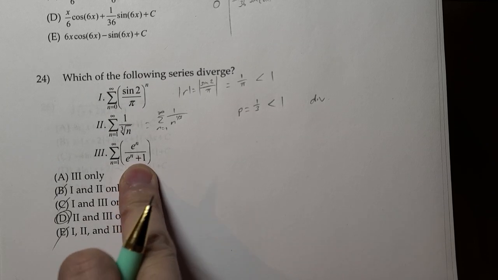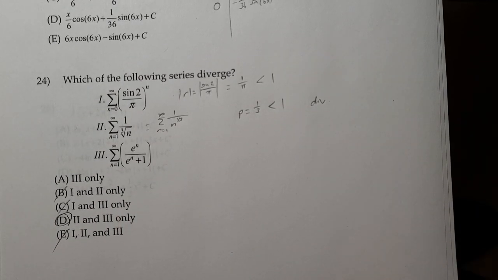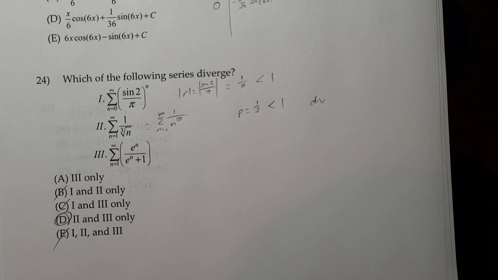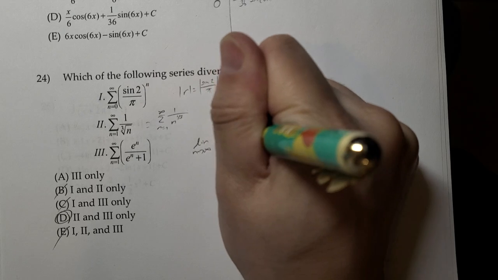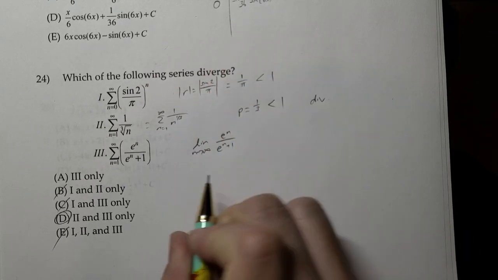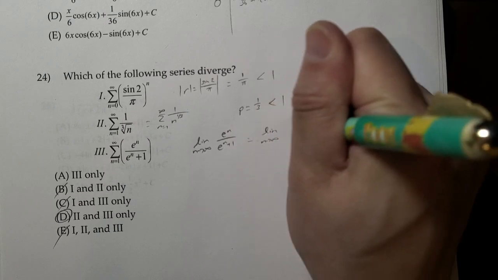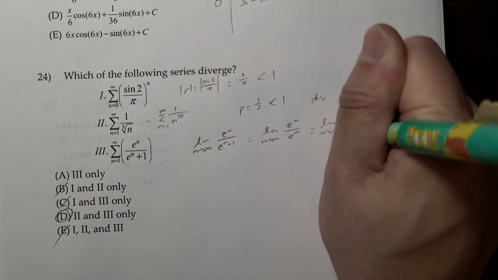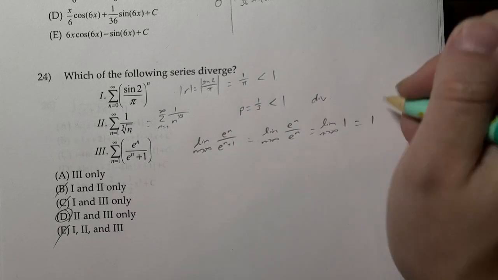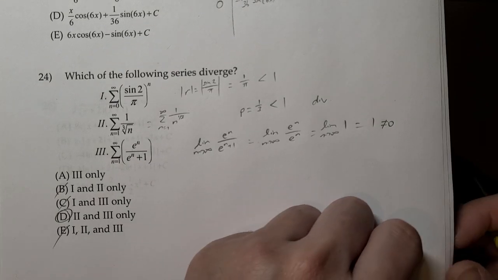But this one, how would we know if it converges or diverges? Well, we can take the limit of the sequence, I believe. Let's see. We get infinity over infinity, we use L'Hopital's rule. e to the n over e to the n, which is the limit as n goes to infinity of 1, which is 1, which is not equal to 0. Test for divergence says this diverges. 2 and 3. Okay.